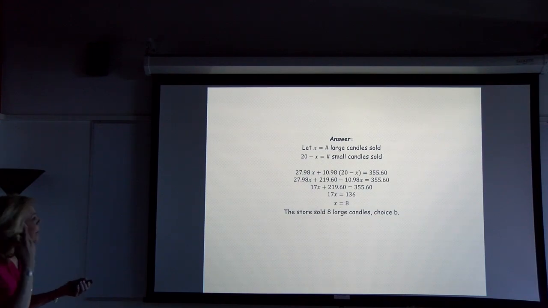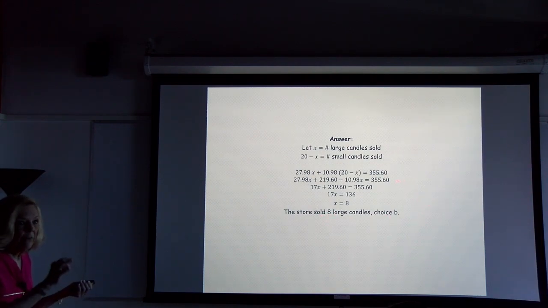All right, so here again, the large candles is X, and you have the cost of the small candle times the number of those, the cost of, this is for the large candle, the cost of the small candle times the number of those candles, your total proceeds. And when you get all finished, you sold 8 large candles, which was choice B.